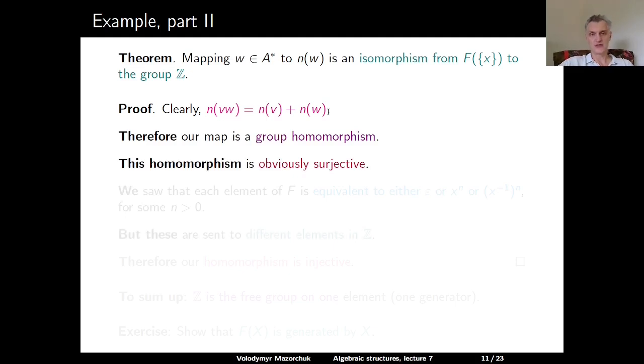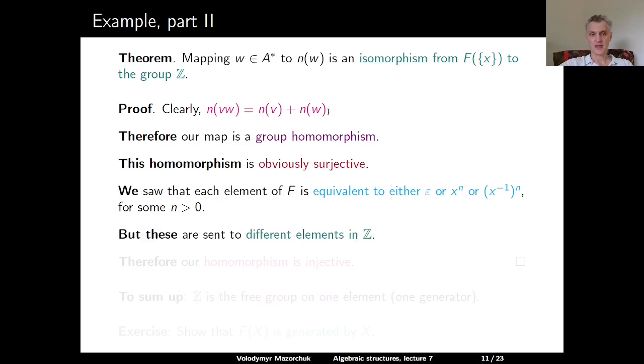And this homomorphism is obviously surjective. For any integer, we can produce a word which is mapped to that integer. On the previous slide, we saw that each element in F is equivalent to either epsilon, or x to the power n, or x inverse to the power n for some positive n.